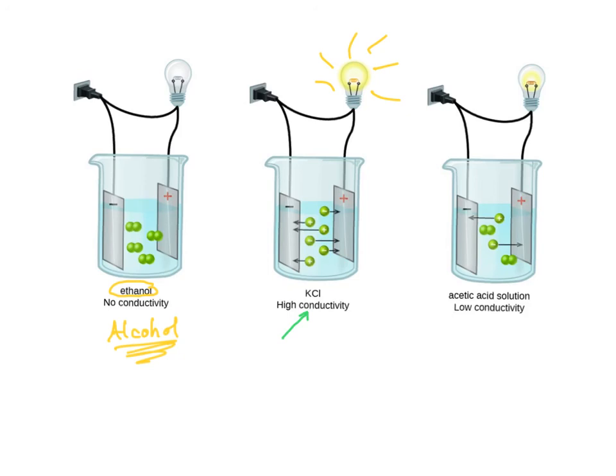And somewhere in between, right, acetic acid, that's your weak acid. So that's going to be a weak electrolyte. So you'll see that it lights the light bulb kind of weakly. Okay, you might say that the light bulb is dim. So that's the difference between strong, weak, and non-electrolytes.